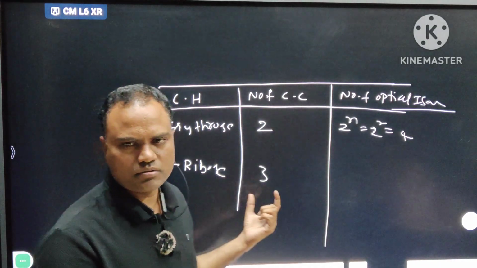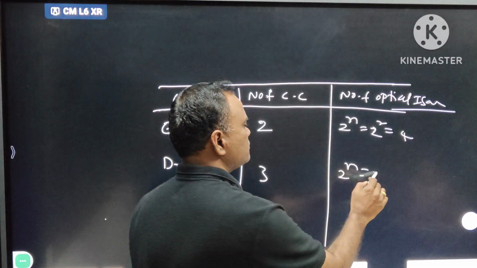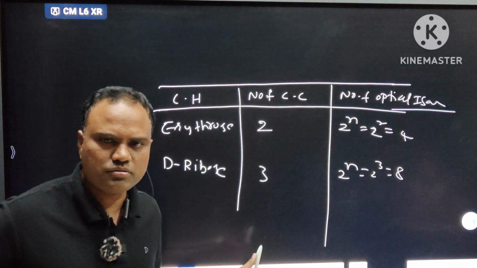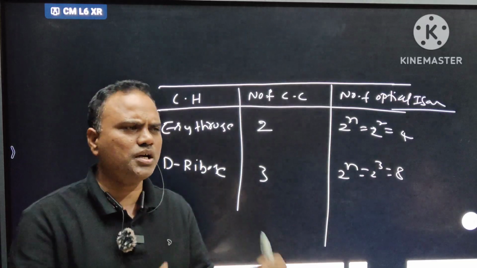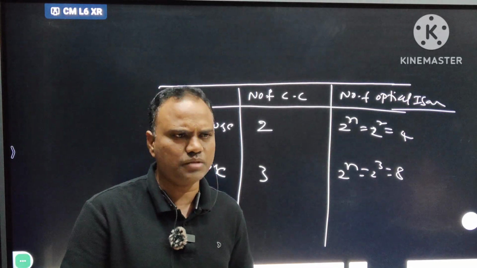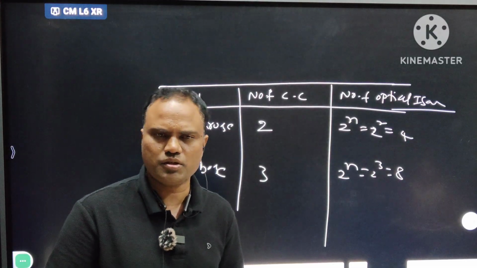5 carbons are there, so 5 minus 2, 3 chiral centers. 2 to the power n, so 2 cubed, that is equal to 8. Okay, I have given this also, just learn it by heart. If you learn the chart, everything will be easy. You are just listening now, so it will take some time. First read and write without seeing, then you will get it. Okay.